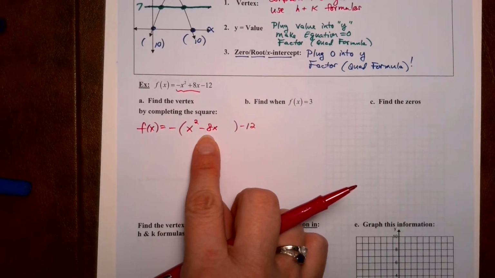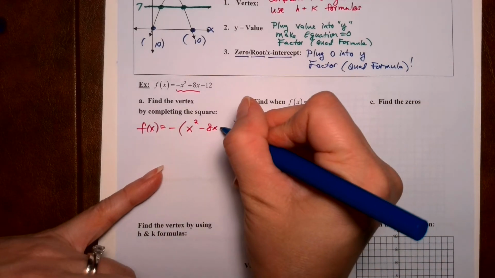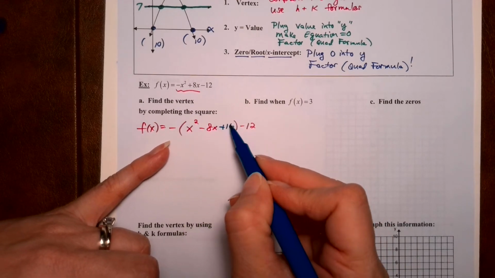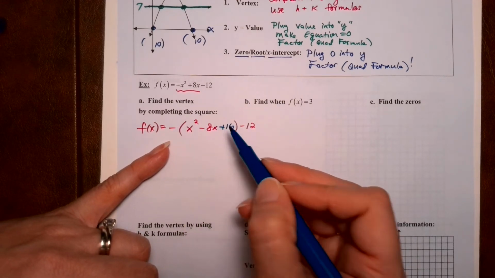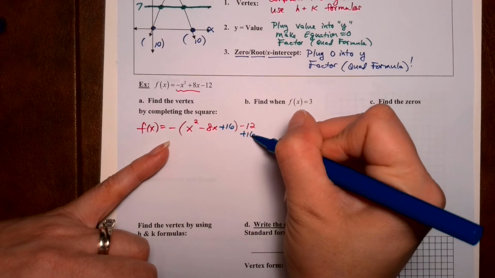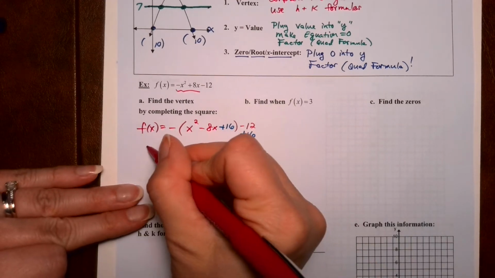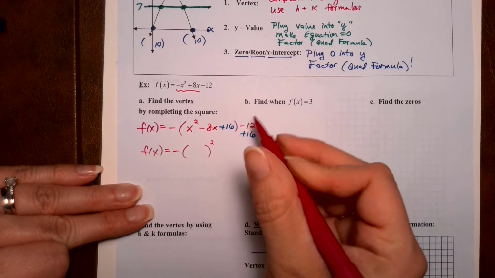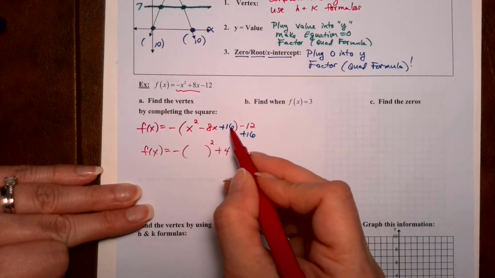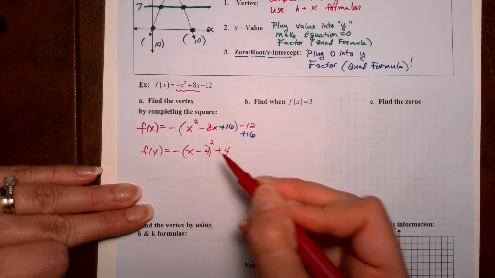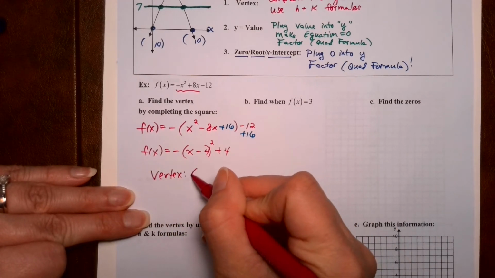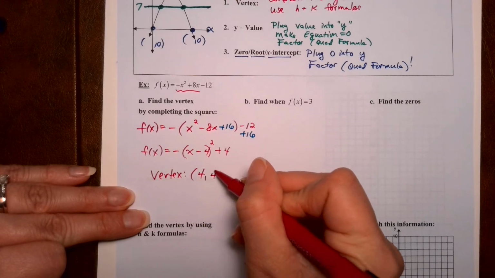Half and squared, half of that's negative 4 squared, so that's a plus 16, but actually it's negative 16 in disguise. I will compensate with a positive 16. So f of x is negative quantity x minus 4 squared plus 4. So the vertex is at 4, 4.